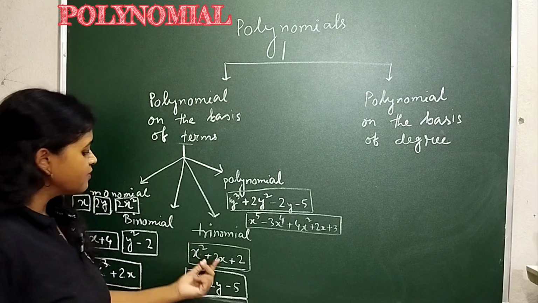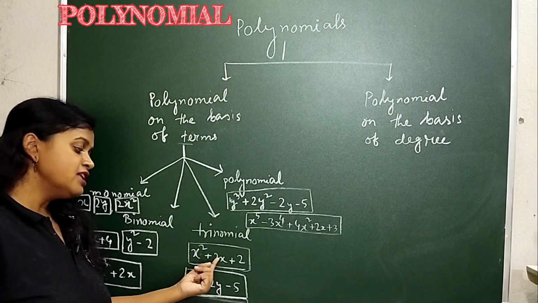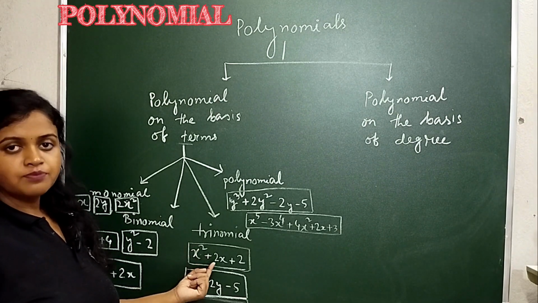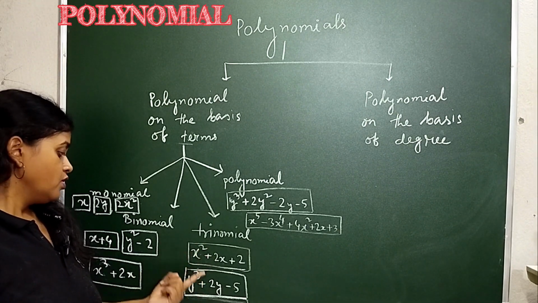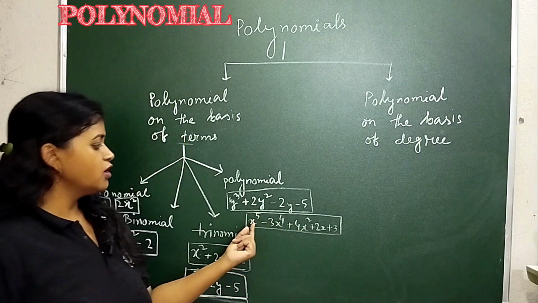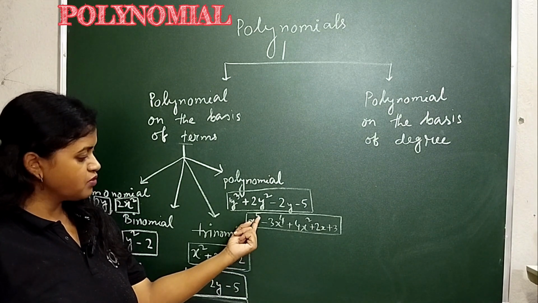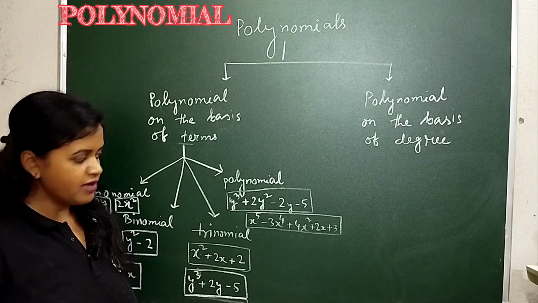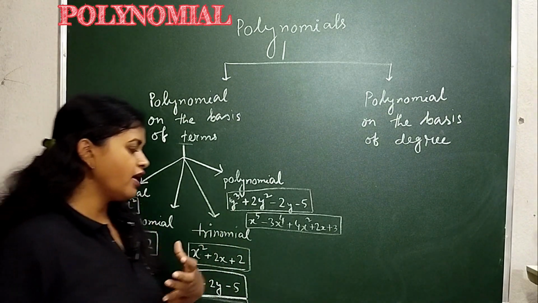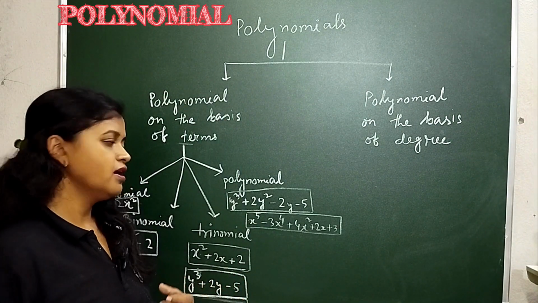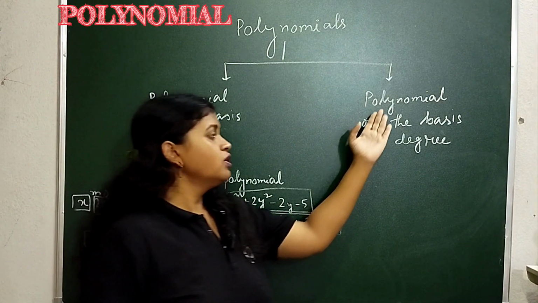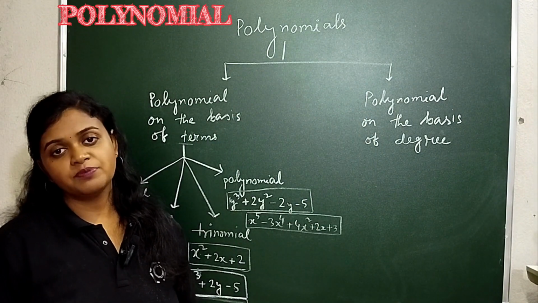Suppose I take this polynomial: the variable is x and the highest power of x is 2. So the degree of this polynomial is 2. In this case, the variable is x and the highest power is 5, so the degree of the polynomial is 5. In this way we can find out the degree of a polynomial. Am I clear? In the next portion we will divide polynomials on the basis of their degree.